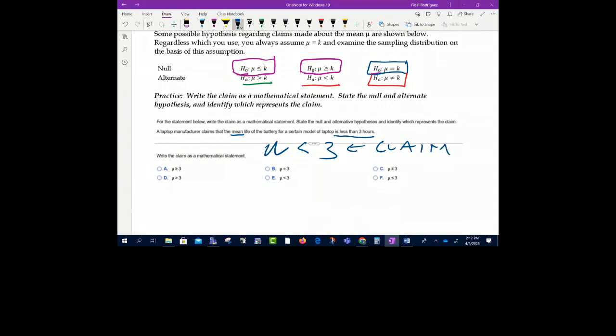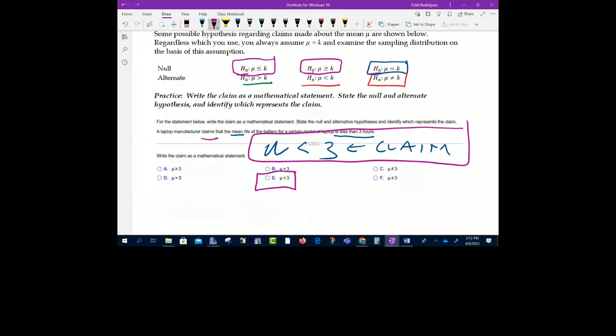Look at the choices we have, A through F. Which one of those says that the mean life of a certain laptop battery is less than 3? E, right? So we're going to pick E. I want to point something out: that was the claim. How do I know that's a claim? Because it tells me right here, that's what they are claiming. That's what they're telling us.